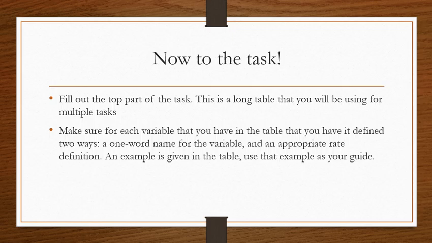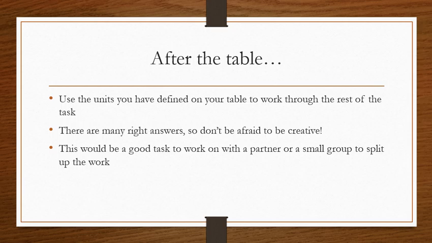For this particular task, you'll notice that it starts out with a very long table that takes up a whole page. That's the bulk of this task. You just need to fill out that table. There are a couple of examples that you can use as a guide for how to fill this in. For each variable that you have defined, you need to have two different units: the quantity, or the one word, the what you're measuring, and an appropriate rate. Again, use the examples given on the table, and that should help you figure out how to assign units to the various variables. Once you're done with the table, you need to go through and start combining some units.